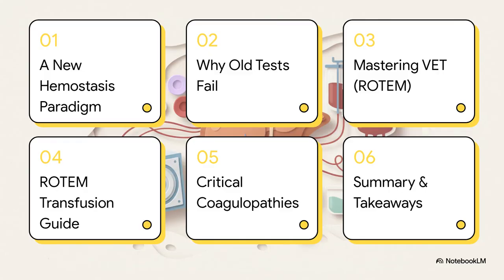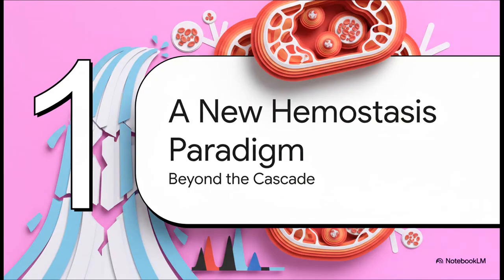All right, so here's our game plan for today. We're going to start with the real foundational principles of hemostasis and liver disease, and then we'll look at exactly why our old, traditional testing methods just fall flat. From there, we'll get into the nitty-gritty of viscoelastic testing, focusing on ROTEM, and then, the best part, we'll translate all that theory into a practical step-by-step algorithm you can use in the OR. And to finish up, we'll tackle a couple of really critical scenarios and wrap it all up with the key takeaways. Okay, let's jump right in.